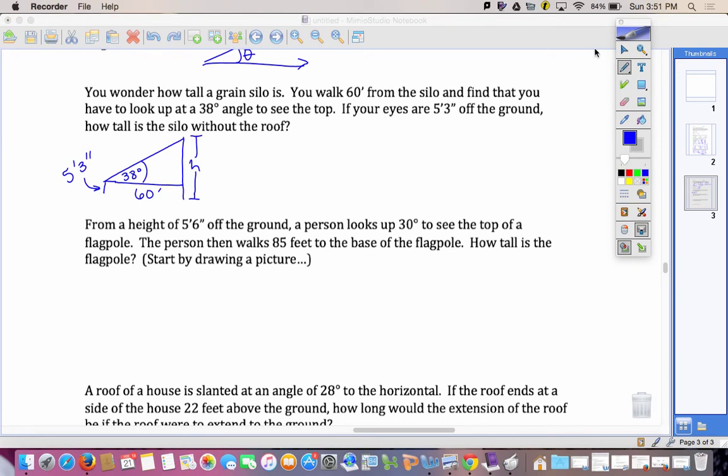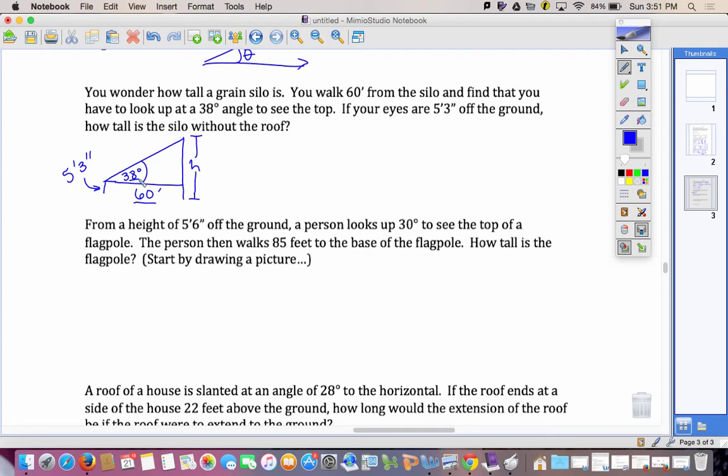As always, your first step is to draw the picture. Before you do anything else, that's what you need to do: draw your picture. So, you wonder how tall a grain silo is. You walk 60 feet from it. So the distance here is 60 feet. And you find that you have to look up at a 38-degree angle. So here's my 38 degrees. If your eyes are 5 foot 3 off the ground, how tall is the silo without the roof?